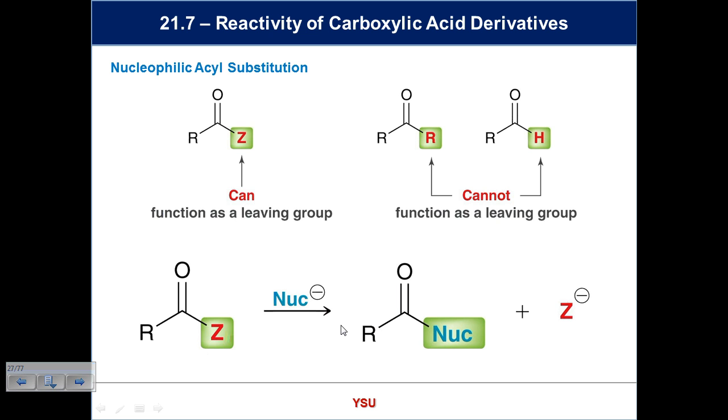So here's the mechanism, or here's the overall process, I should say. There's an acid chloride, or there's an acid anhydride, or an ester, or an amide. And we bring in a nucleophile, and we're going to boot out whatever Z happens to be, and end up with a substituted product and the leaving group.